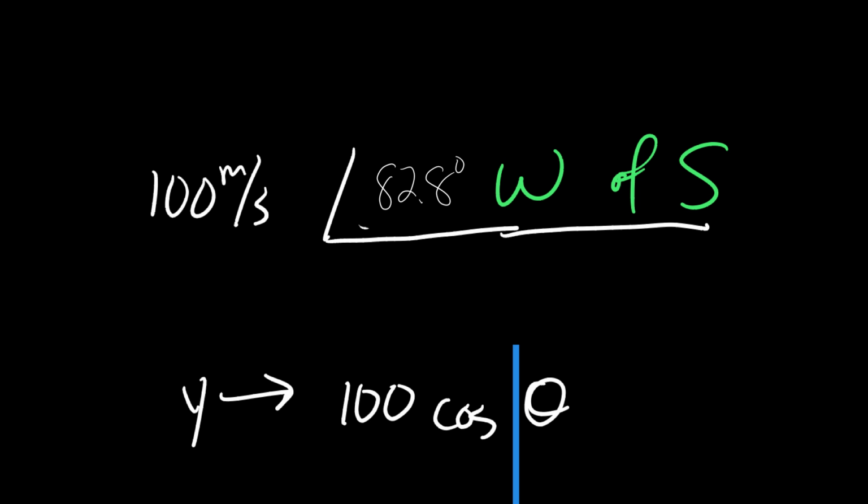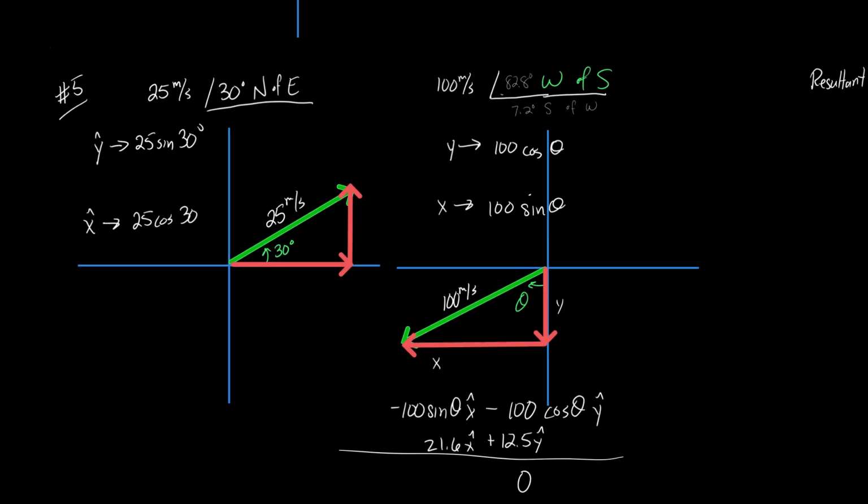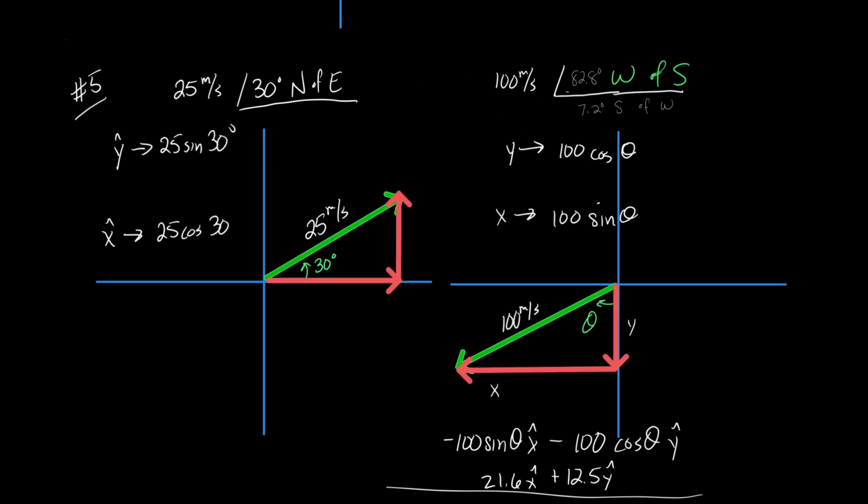But somebody's bound to give me 7.2 degrees south of west as their answer, because we know that they could draw their triangle the other way, and both of these would be okay. All good? I'm pretty sure the sine of 7 degrees is going to be 0.125. Now, that's not the full answer, but it gets us close.